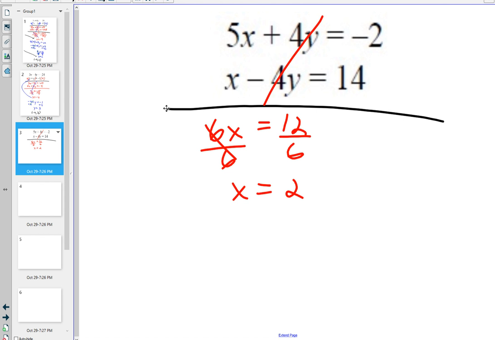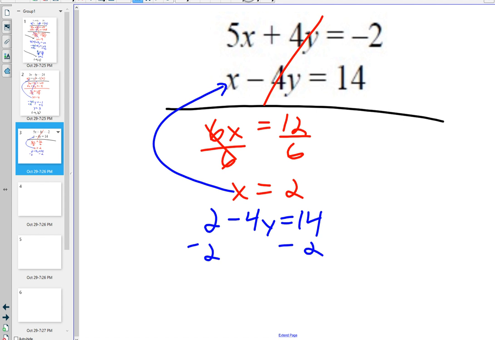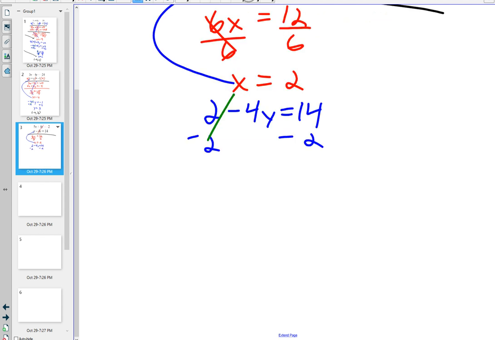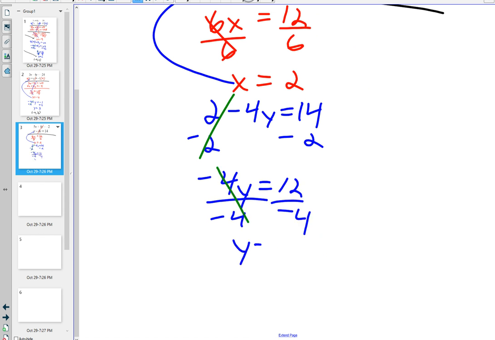Now that I know that x is 2, I need to find y. Pick any equation you want. I'm guessing most of you probably pick that one and say that 2 minus 4y is equal to 14. Minus 2, minus 2. Negative 4y is equal to 12. Divided by negative 4. So y is negative 3. Can Kai write that for me as an ordered pair?